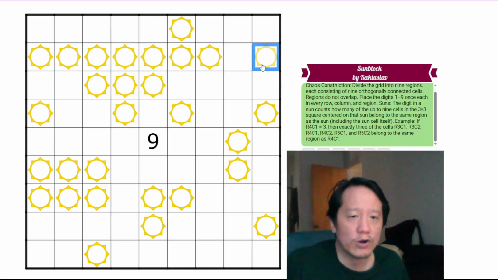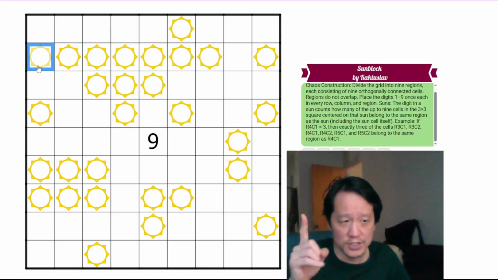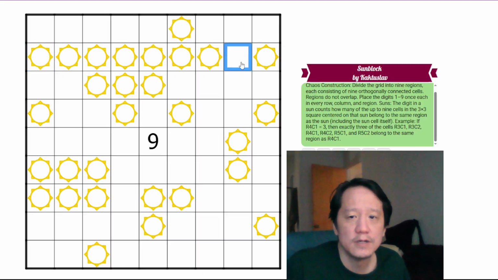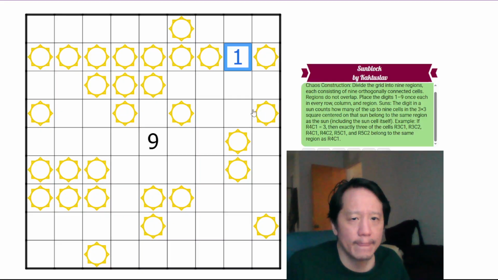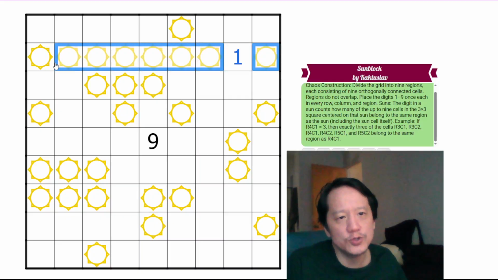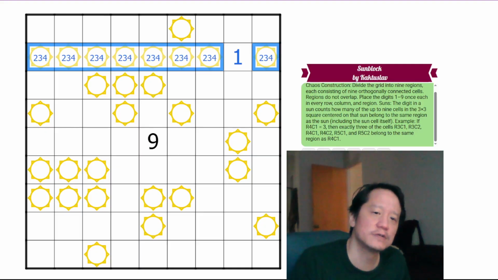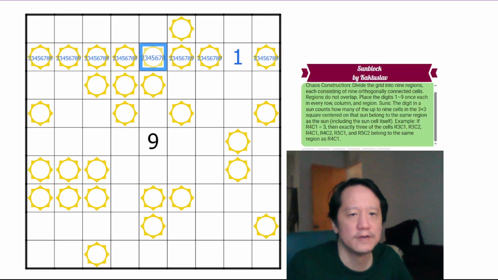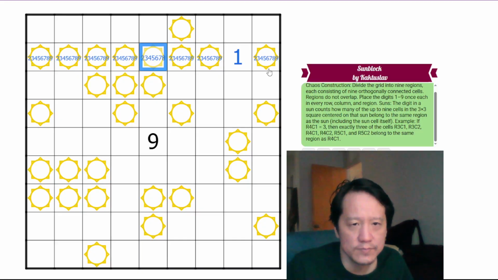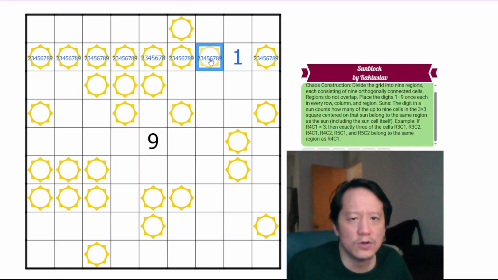And therefore, in row 2, where everything is a sun except for 1 digit, that means 1 has to be in the non-sun digit. That means the remaining digits here are 2 through 9. That's interesting. So basically, every sun has to have at least 2 in the sun.